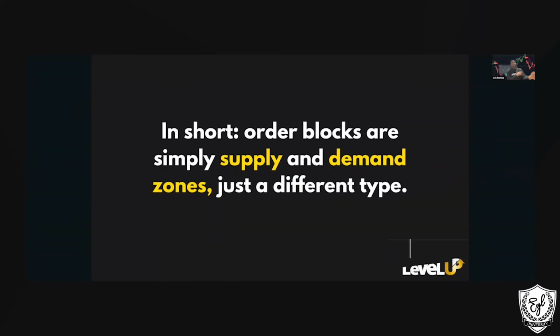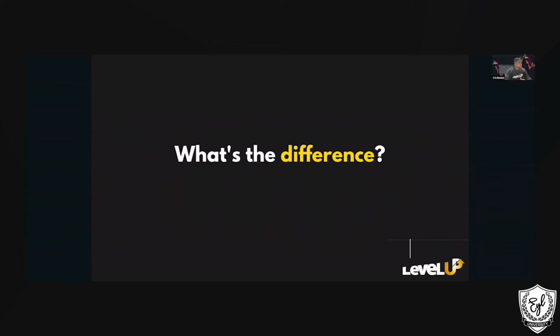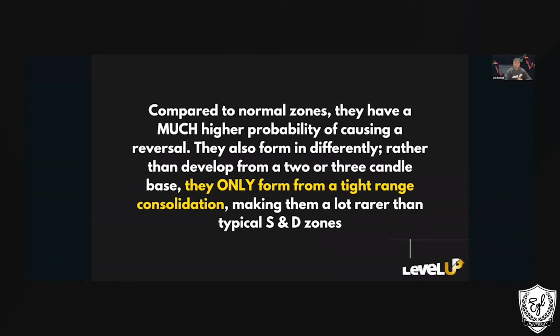So order blocks. In short, order blocks are simply supply and demand zones. They're just a different type. So there's definitely a difference when it comes to supply and demand zones and order blocks. Okay, so you're probably asking, Chris, what's the difference? Can you tell me more? Well, the difference is that compared to normal zones, they have a much higher probability of causing a reversal.